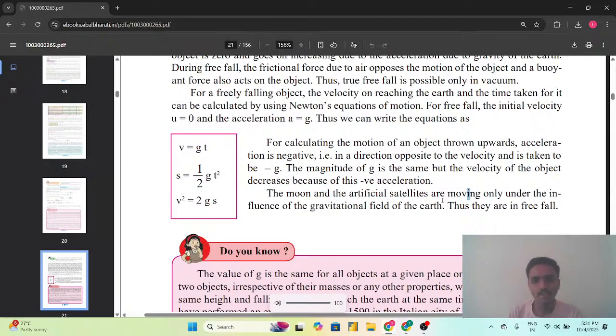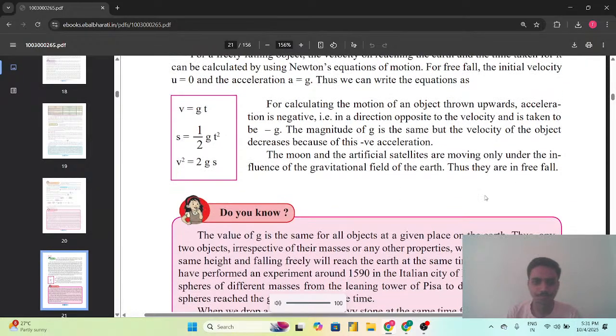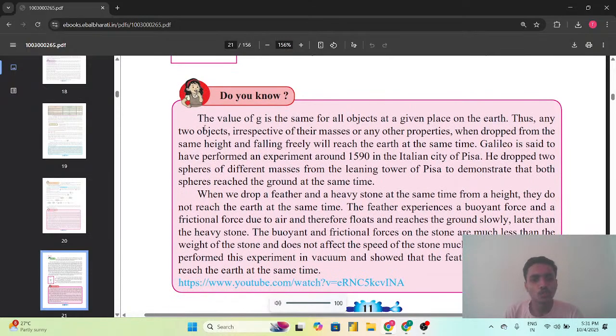The moon and the artificial satellites are moving only under the influence of the gravitational field of the Earth. Thus, they are always in the state of free fall. Do you know the value of g is the same for all the objects at a given place on the Earth? Thus, any two objects, irrespective of their masses or any other properties, when dropped from the same height and falling freely, will reach the Earth at the same time.